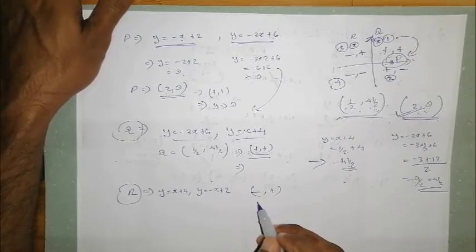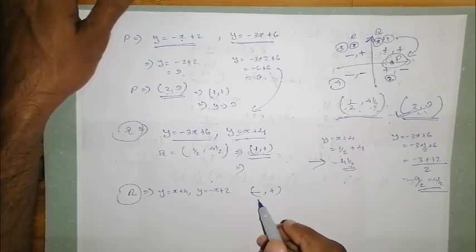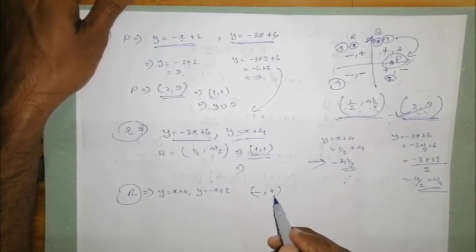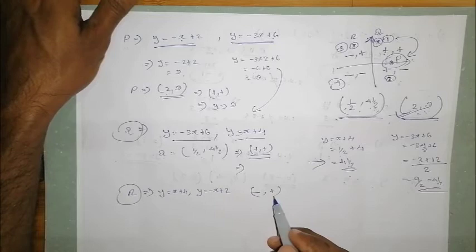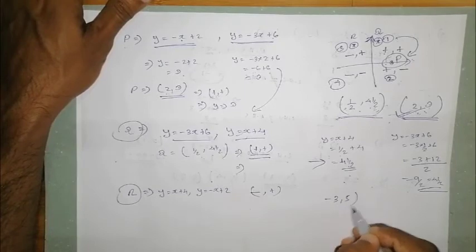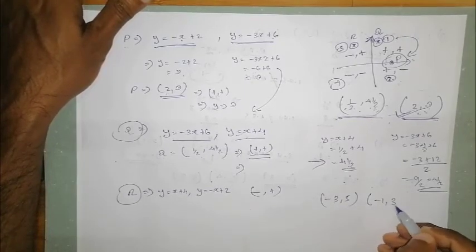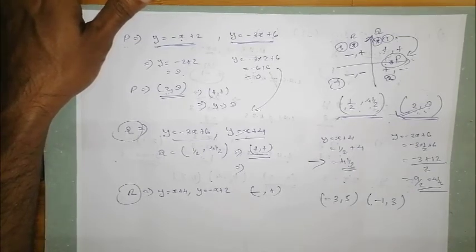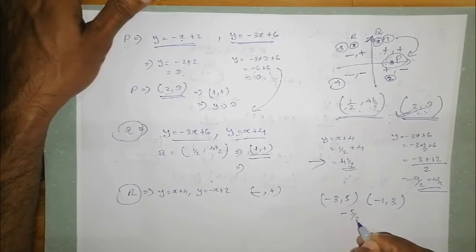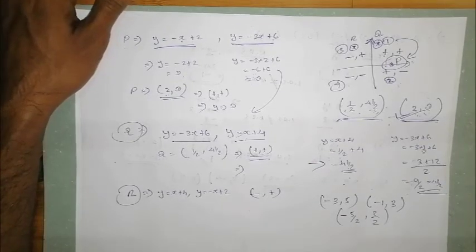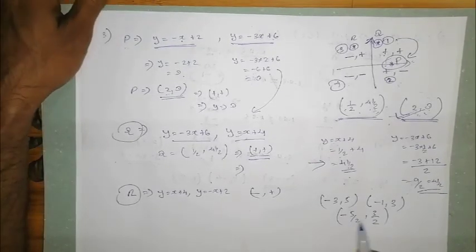Okay, so check the remaining 5 coordinates. Which coordinates are negative and positive? If you check negative and positive, you have 2 coordinates there: minus 3 comma 5 and minus 1 comma 3. There is another one: minus 5 over 2 comma 3 over 2. So there are 3 out of the 5 with minus and plus.